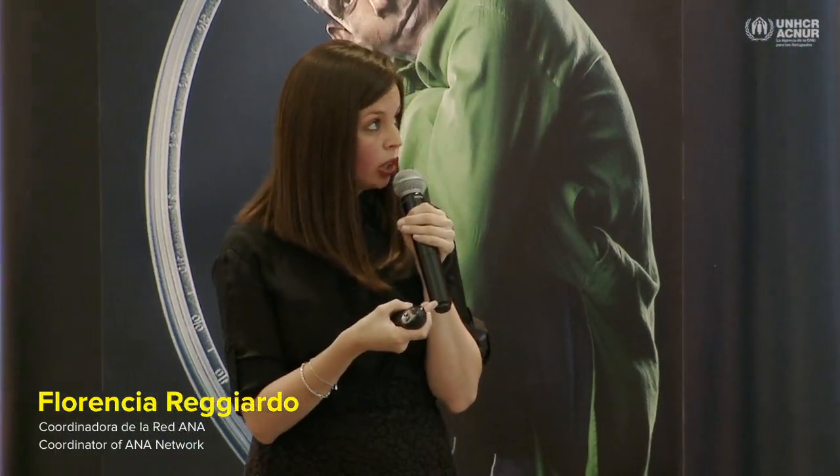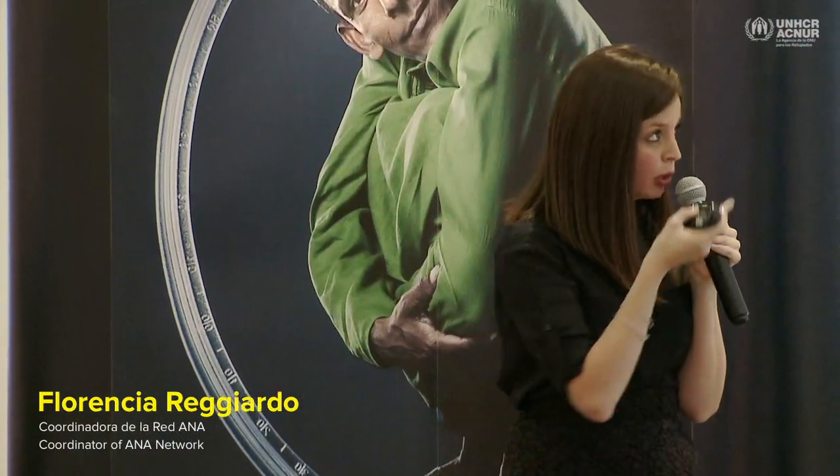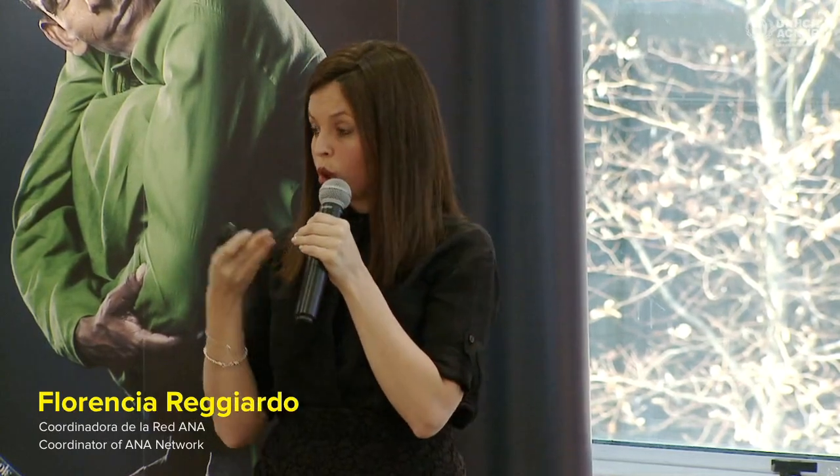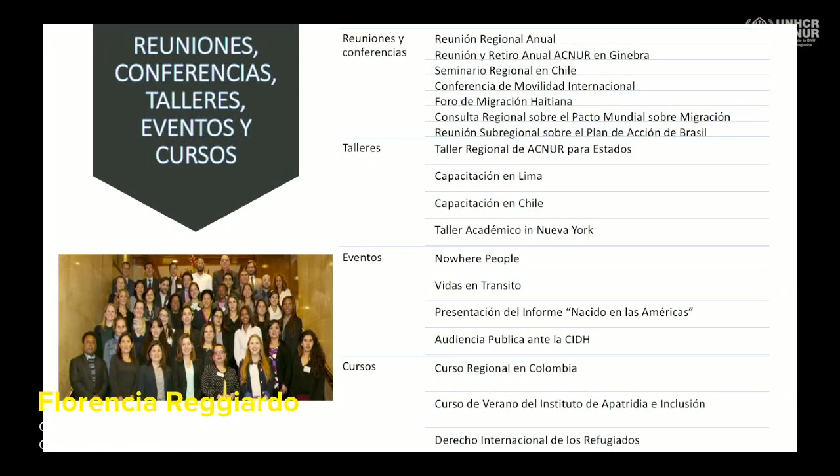A very important part of the activities and work done by the network are the meetings, conferences, workshops, events, and courses. Most of these activities have been done together with the UNHCR and the organizations that are part of the network. You can see some of them here.